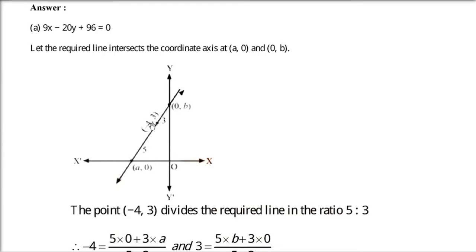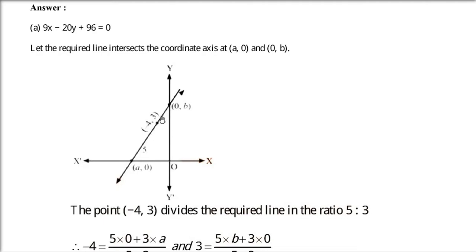There is a line which is passing through -4, 3. So -4, 3 should come in the second quadrant. Now it is intersecting both the axes, and if you take those endpoints where it intersects both the axes, this point (-4, 3) is dividing them internally in the ratio 5:3, from (a, 0) and (0, b).